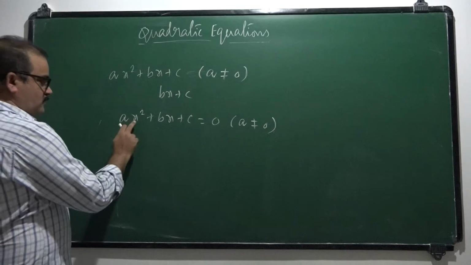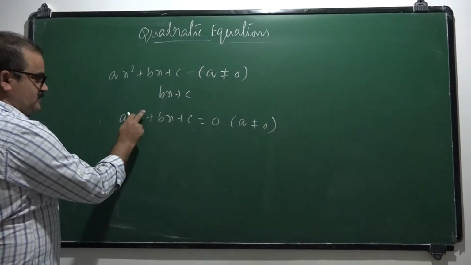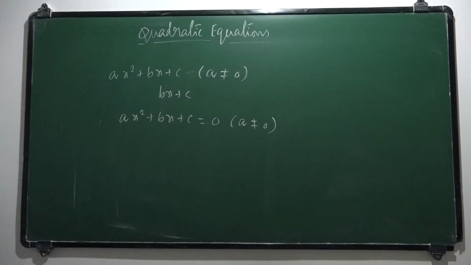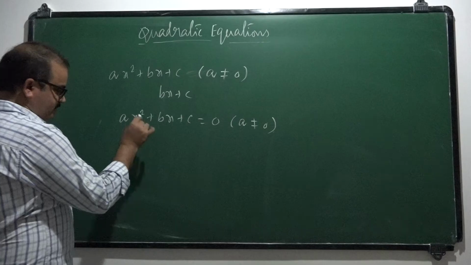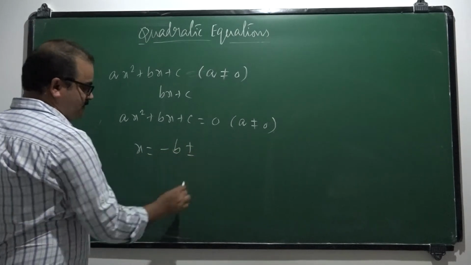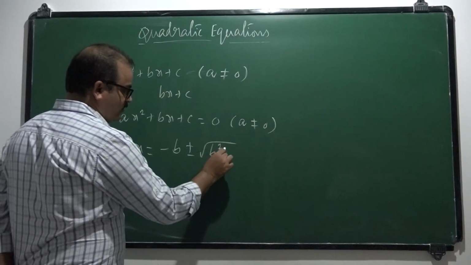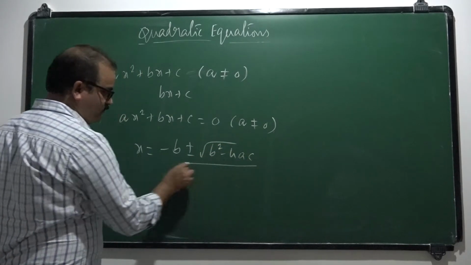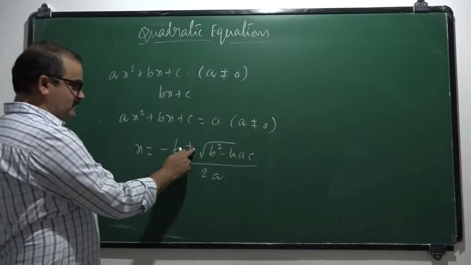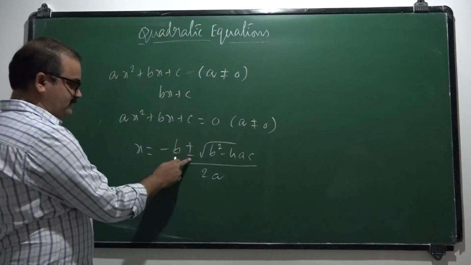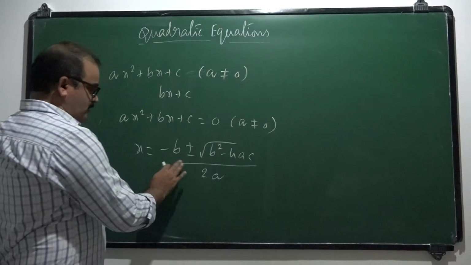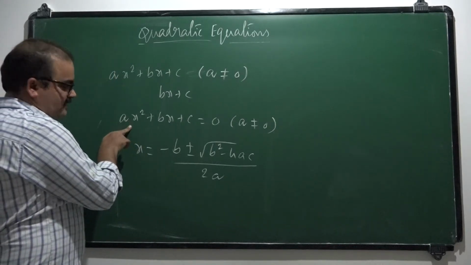Now this quadratic equation is of degree 2. So this equation has two roots. Roots of this equation are x is equal to minus b plus or minus root of b square minus 4ac by 2a. For plus sign we get one root, for minus sign we get another root. So there are two roots to this quadratic equation.